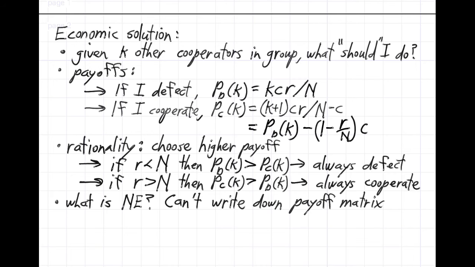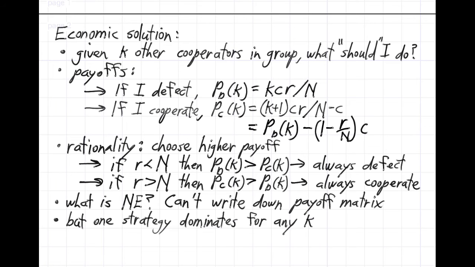But nevertheless, we can figure out what the Nash equilibrium is just by remembering something about dominance. What we're seeing here is that there's one strategy, either defect or cooperate, that dominates for any k. If r is less than n, then that strategy is defect, and if r is bigger than n, that strategy is cooperate, which means the other strategy can be eliminated.